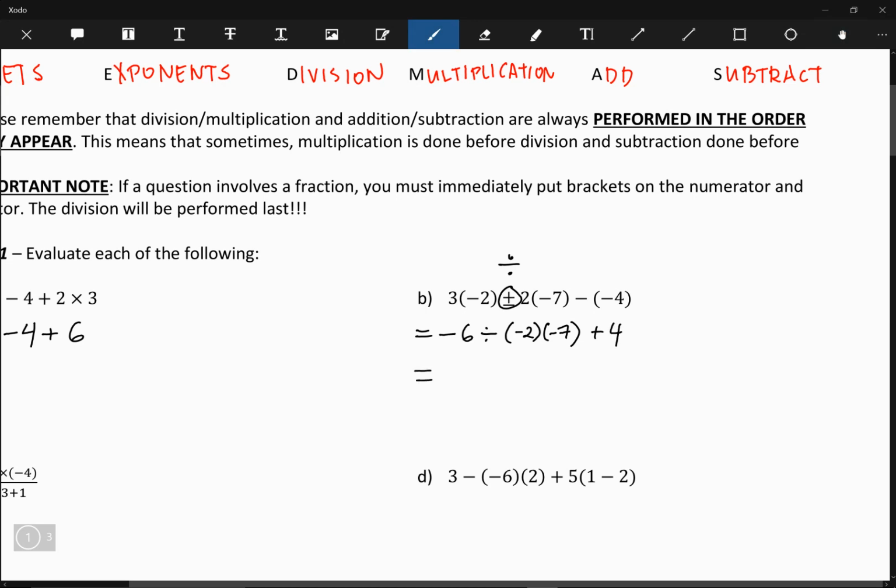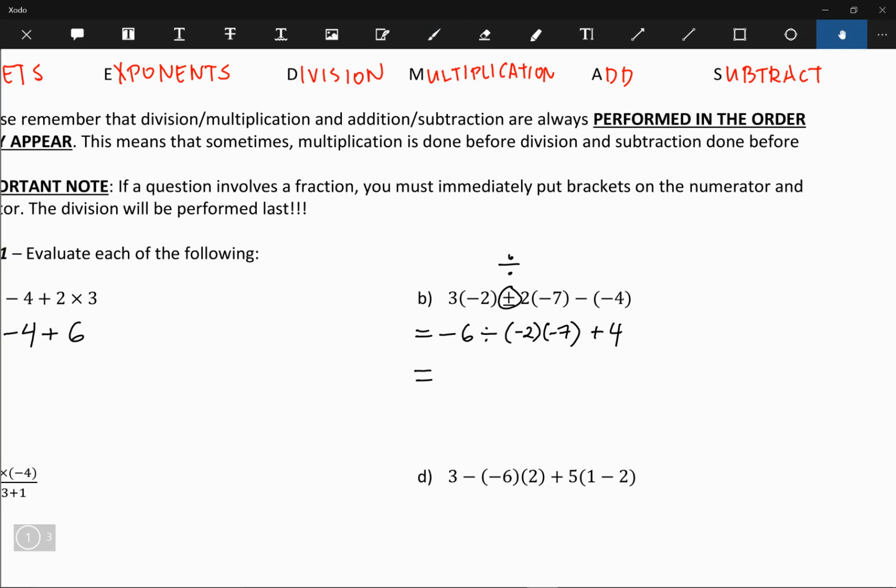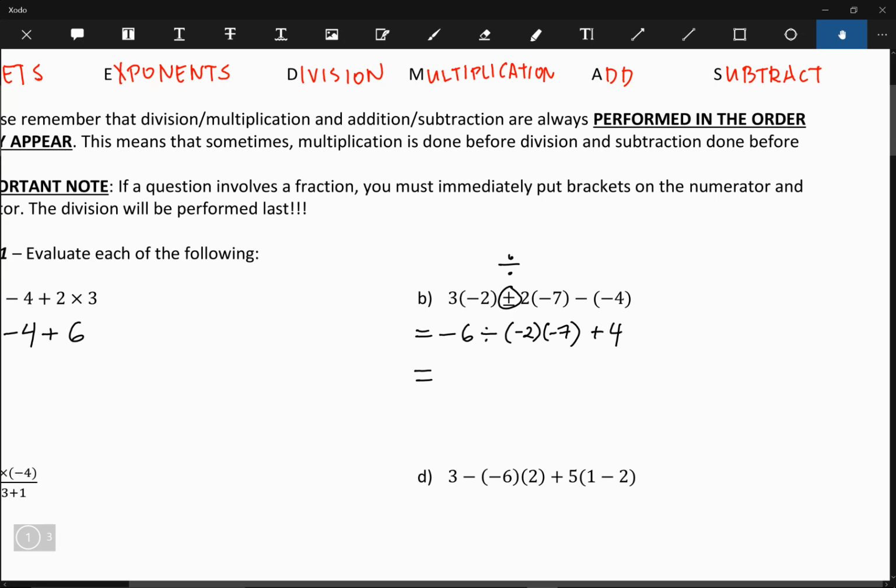And so then what do you do next? Well, you do the operations in the order that they appear. So negative 6 divided by negative 2 is positive 3, multiplied by negative 7. And then you add 4. So then multiplication next. 3 times negative 7 is negative 21. And then plus 4. And then my final answer here is negative 17.